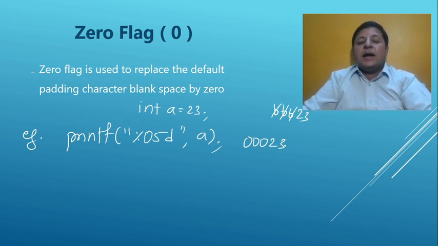Mind you, it's not that any flag you use will replace the character with that. No, we have predefined flags. So blank space can only be replaced by 0. Right, so that was about the 0 flag.